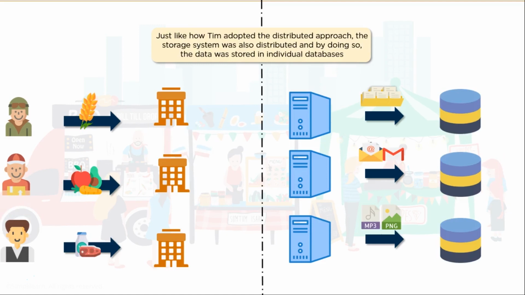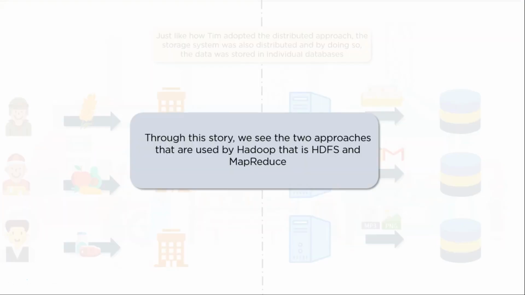So just like how Tim adopted the distributed approach, the storage system, which was a bottleneck, was also then distributed. In this way, your data could be stored in individual databases or on individual machines on their disks. However, it could be accessed from one place. So if we look at this story, we see two approaches. And these two approaches are the ones which are used by Hadoop, which is a framework. These approaches are your storage layer, that is HDFS, and your processing paradigm, that is MapReduce.